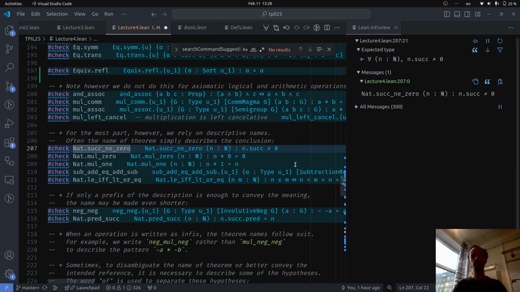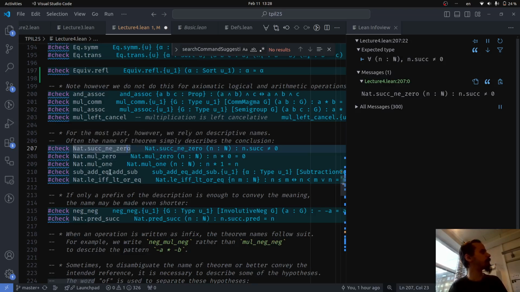So, like here, we have n.succ is not equal to 0. So if you're looking for the theorem that says n.succ is not equal to 0, you would start at this conclusion, and you would read it left to right, and you don't read the variables, so you just say successor not equal to 0, right? And so the name of successor is succ, the name of not equal is ne, and the name of 0 is zero. So this is sort of the canonical name for this theorem.